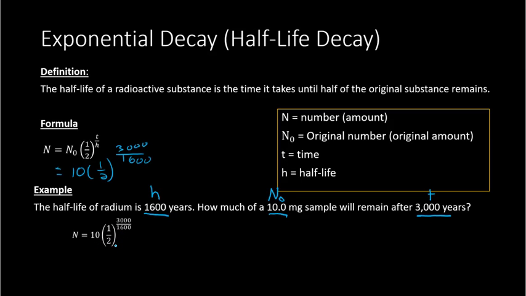So if we do 1/2 to the 3000 over 1600 power, type that in your calculator, you're going to get 0.272627, etc. Multiply that by 10, that moves the decimal point over one place. You're going to get 2.72627, which would round to 2.7 milligrams. So the answer is after 3000 years, you have 2.7 milligrams remaining.